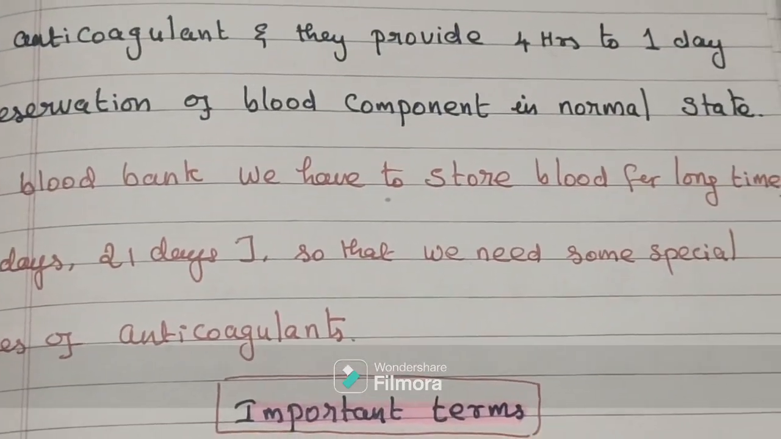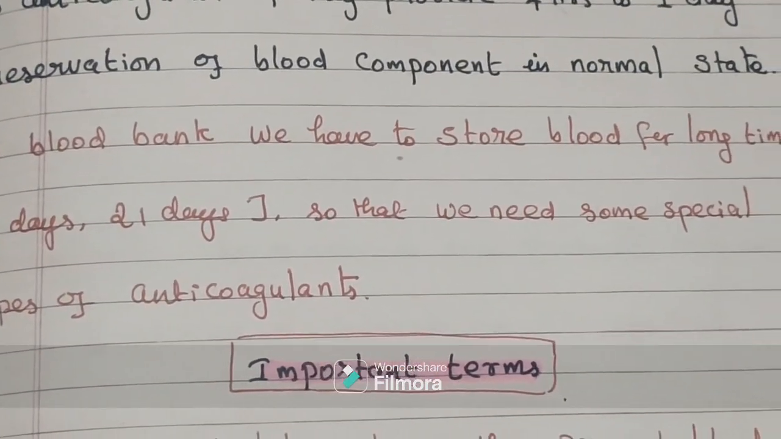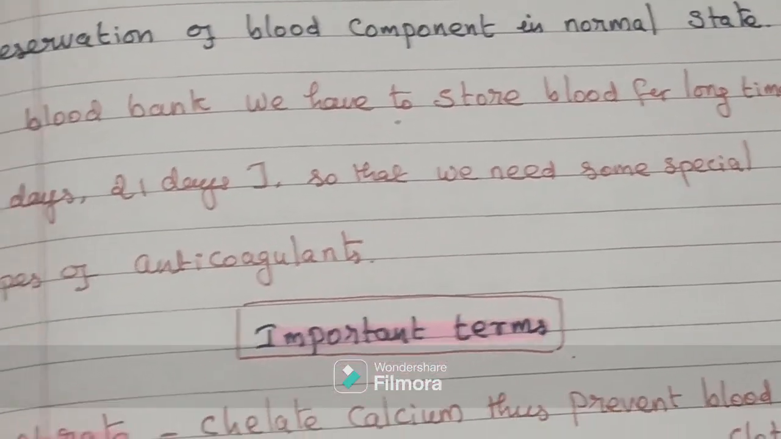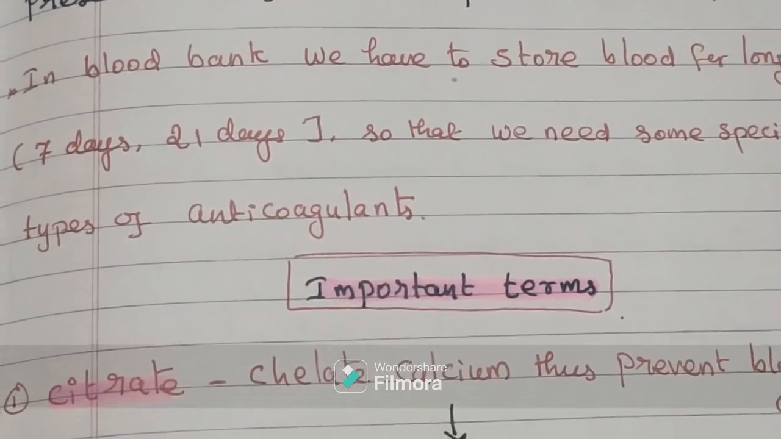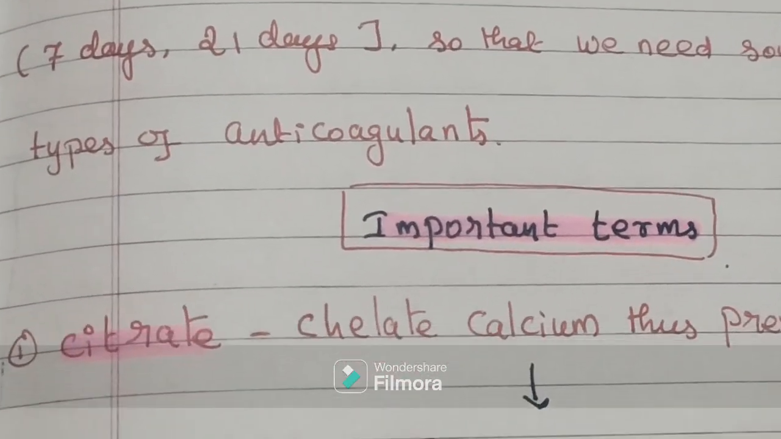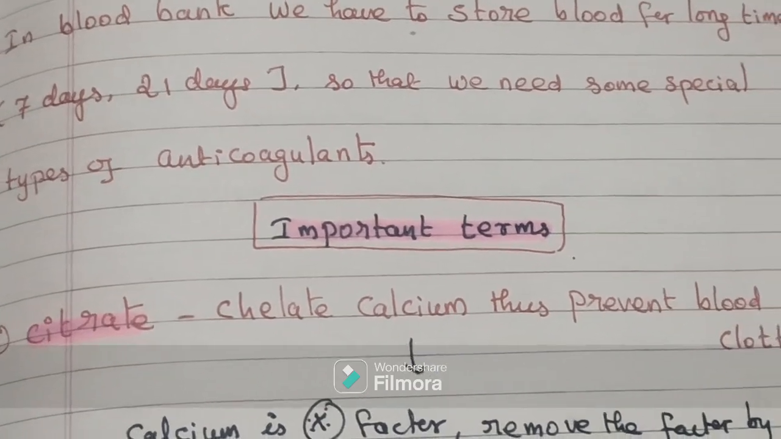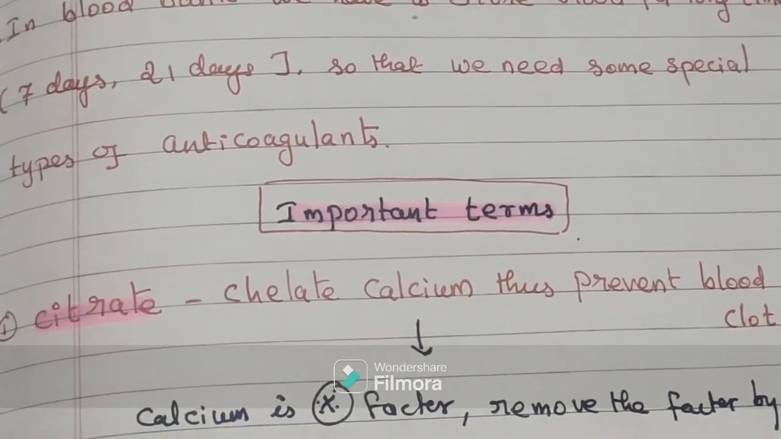In the blood bank we can store blood for a long time, 7 days, 21 days, even up to 1 year. So we need a special type of anticoagulant. Here we want to know some terms used in blood banking.